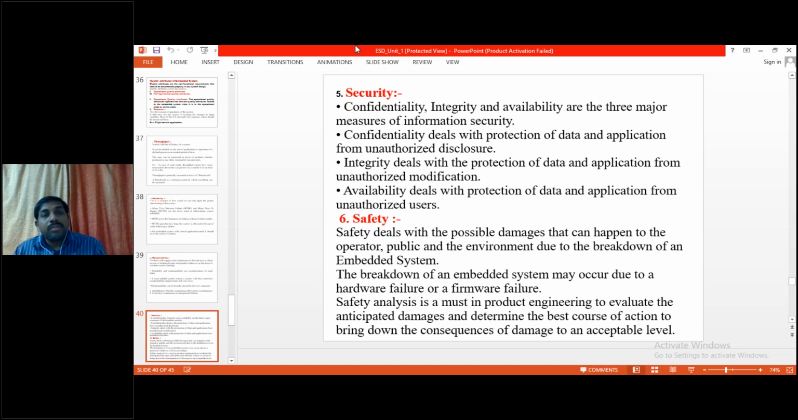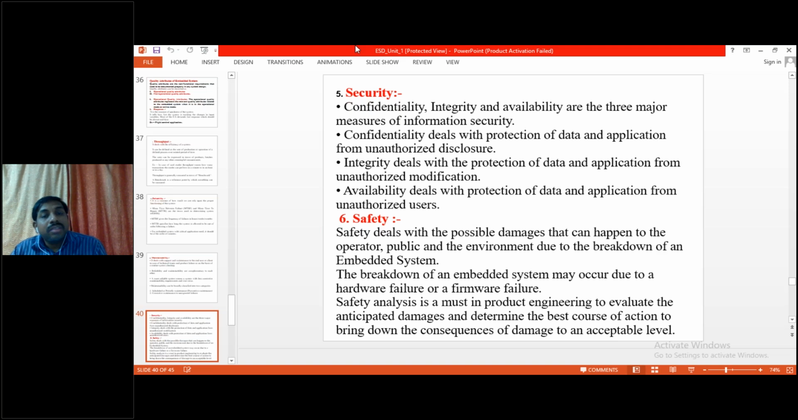But if you are allowing a person to use it and he can only view the data, then that is called confidentiality. Integrity means you are not allowing anyone to modify it.